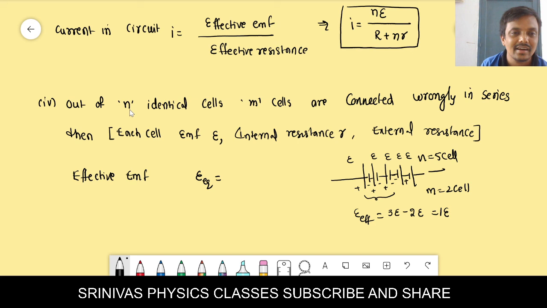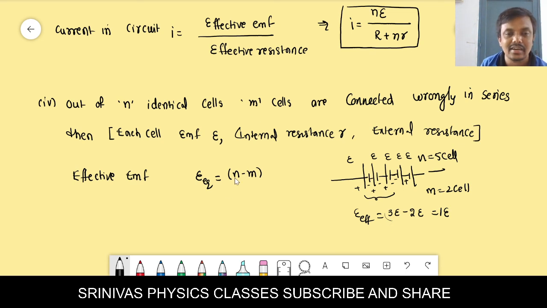Similarly here, there are total n cells, and m cells are wrongly connected. Out of that, how many are rightly connected? N minus m. N minus m means 3 cells you are getting, right? Those 3 cells are rightly connected. Yes, n minus m are rightly connected.